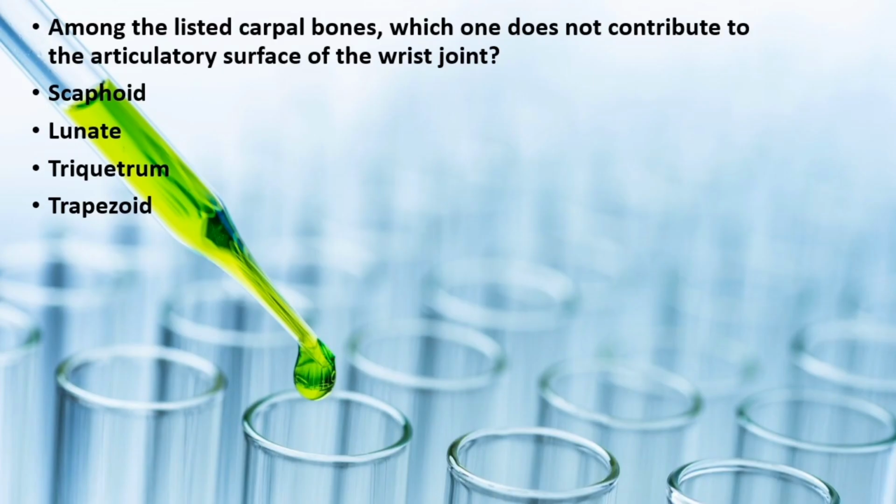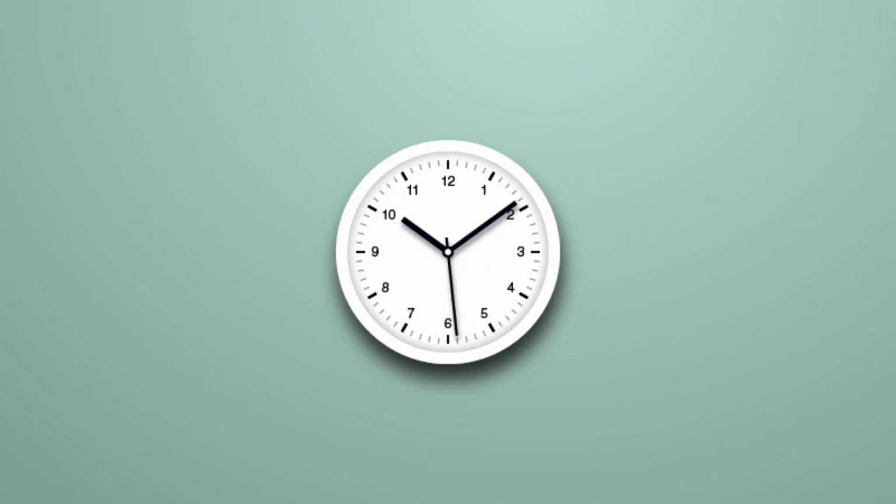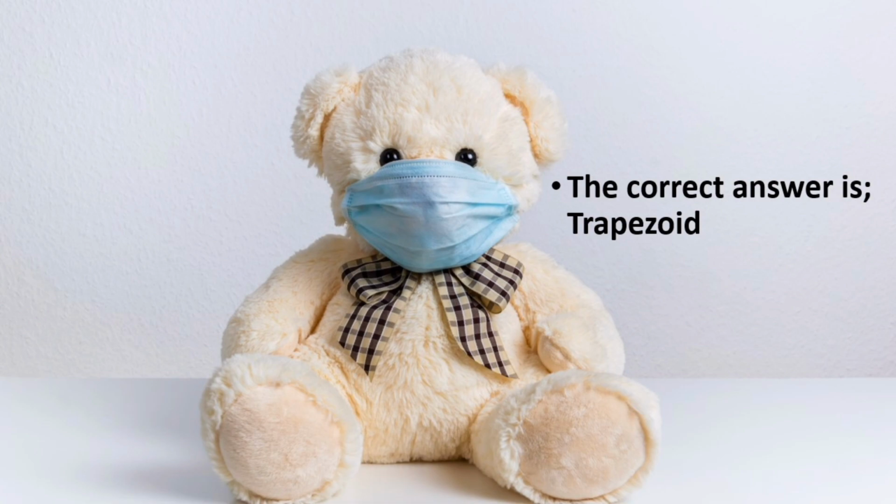Quiz. Among the listed carpal bones, which one does not contribute to the articulatory surface of the wrist joint? Scaphoid, lunate, triquetrum, trapezium. The correct answer is trapezoid.